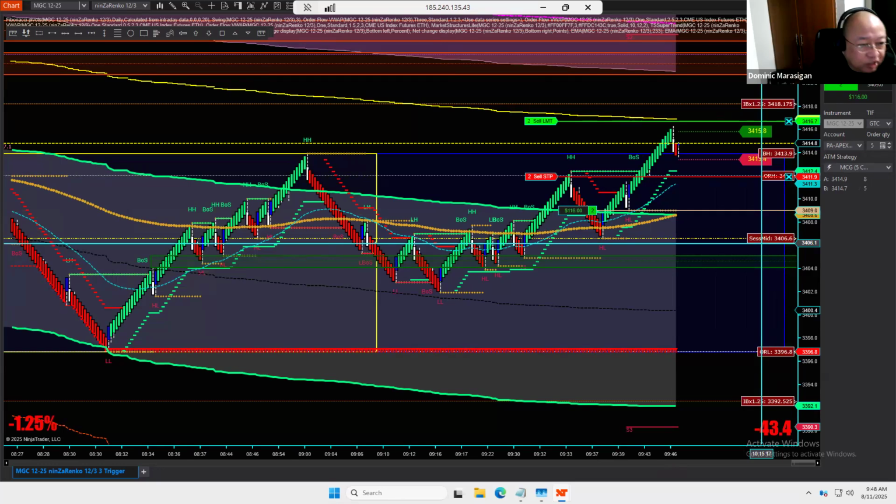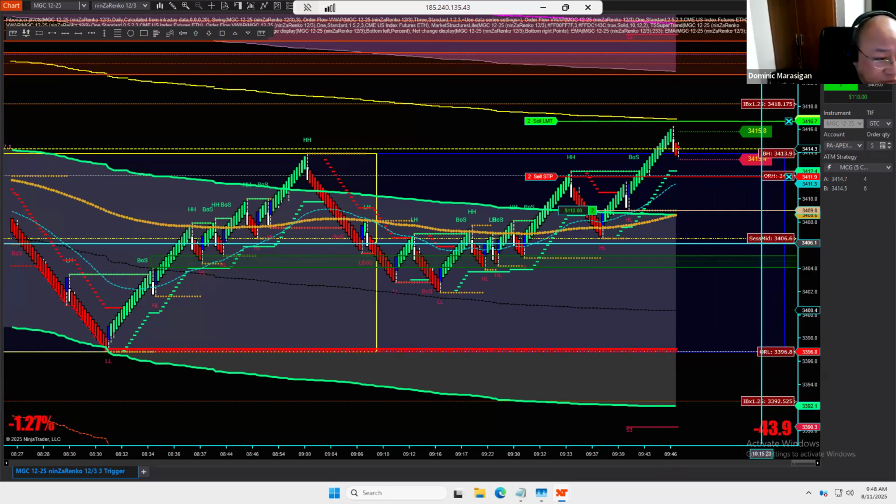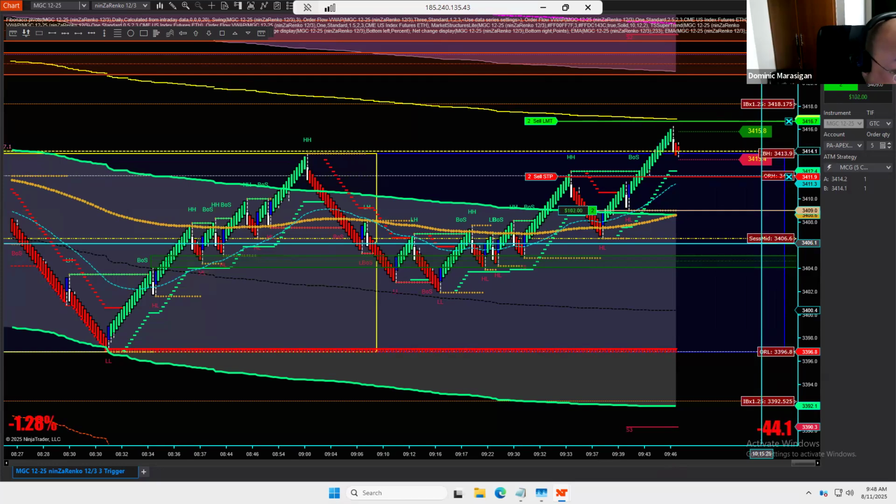You still don't have a trade on the 5-minute bar yet. On the 5-minute or 15-minute, we're getting close there, because right now it's just piercing it, but it's not closing above it.